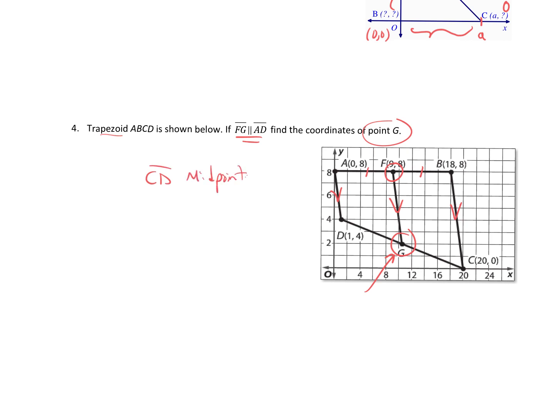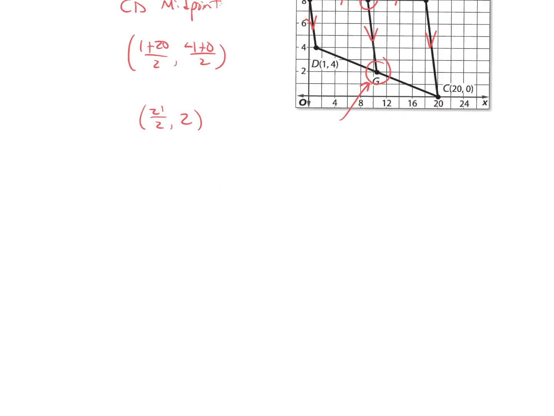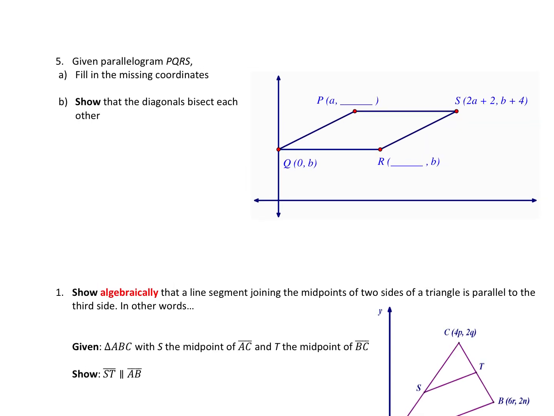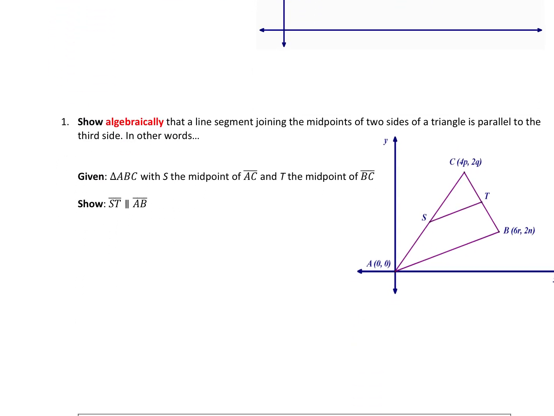I probably could have done this one in class. So the x is going to be halfway between 1 and 20, and the y is going to be halfway between 4 and 0, which is 2. All right. Is that it for that page? Yep. Last page, this one, I'd like to do in class. It is a little bit long, but I could have gone shorter on the last one, so I'm not going to do that one now.